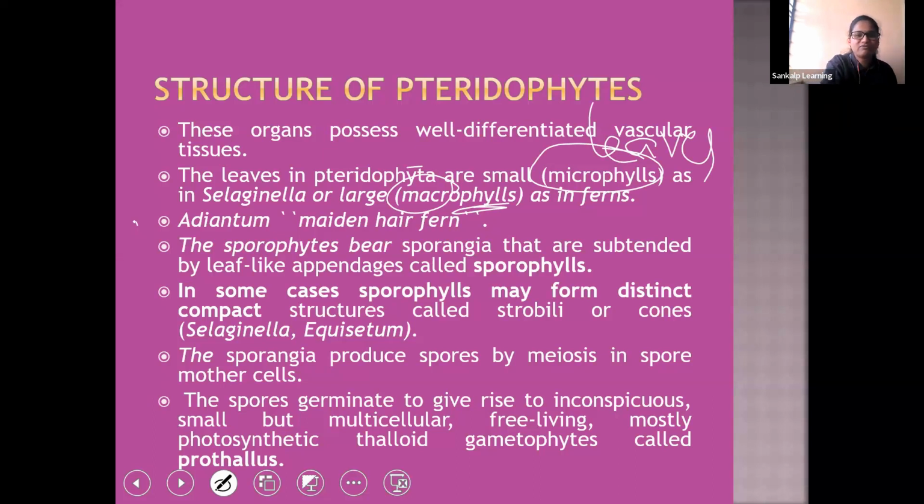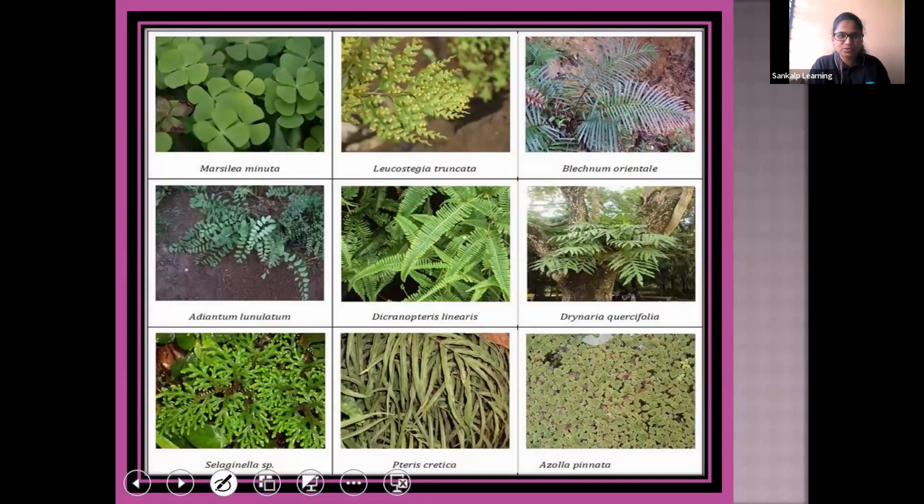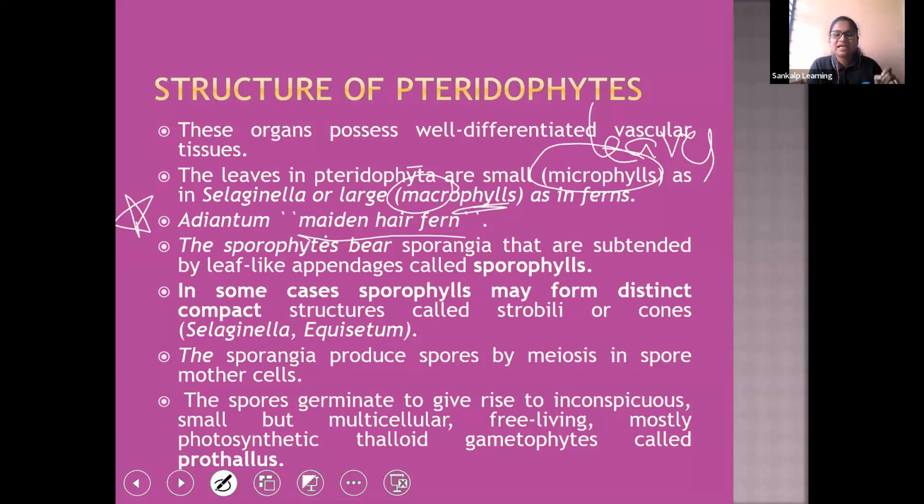Adiantum, very important for CET. Adiantum is an example of a pteridophyte. It is called maiden hair fern. It is very beautiful. I think I showed you the picture. Whatever the stalk and the leaves are, it looks very beautiful. That is why it is called maiden hair fern. In the olden days, they used to put this in their hair, the way we put flowers now. They call it maiden hair fern, Adiantum.